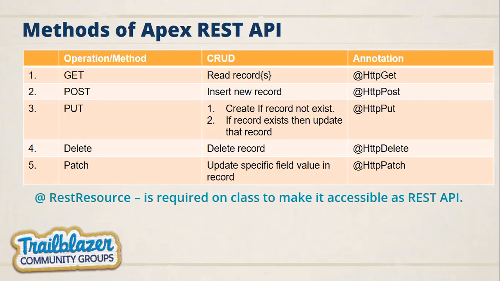REST resource is another annotation required on the class to make it accessible as a REST API. If this REST resource annotation is not added on your class, that class will not be visible as a service in REST Explorer. I will show this in the demo.